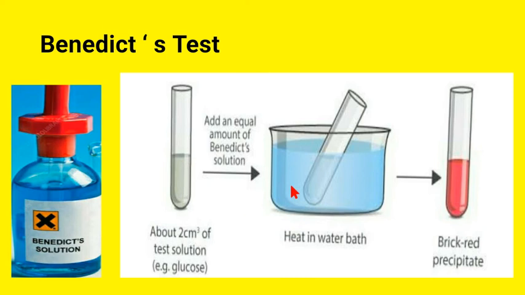Now, the reason of changing its color is because Benedict solution contained copper 2 sulfate, which is blue in color. So this copper 2 sulfate is present. Now this copper 2 on reaction with the food sample, which contains glucose, will change its color to red. So this copper 2 is reduced to a red precipitate of copper 1 oxide.